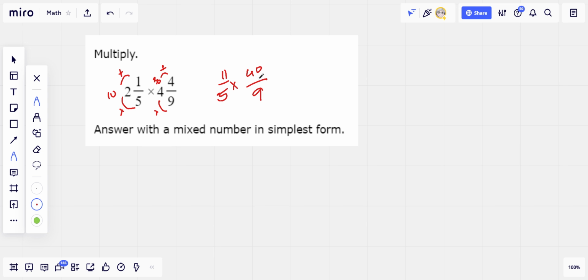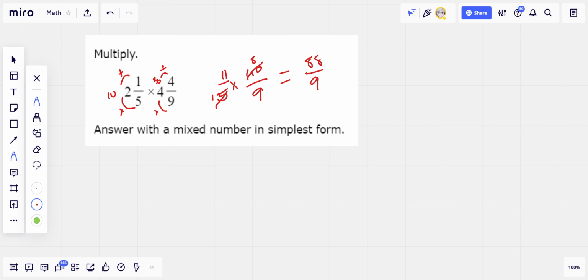Now, the 11 doesn't cancel with anything. But 40 is 5 times 8. So if I cancel that, I would get an 8 here. So 11 times 8 is 88. And 9, well, this really, we think of that as being a 1 after we've divided the 5 away. So 88 over 1 times 9 is 9.